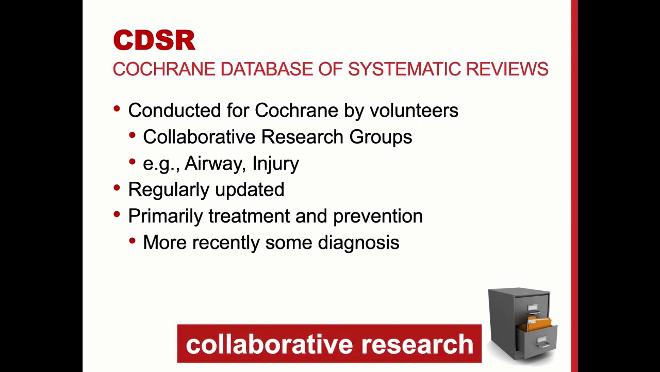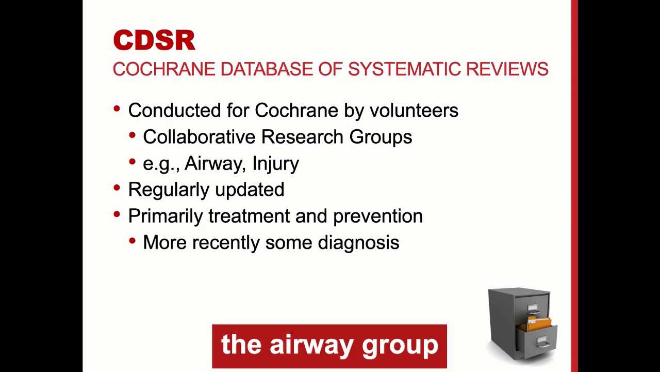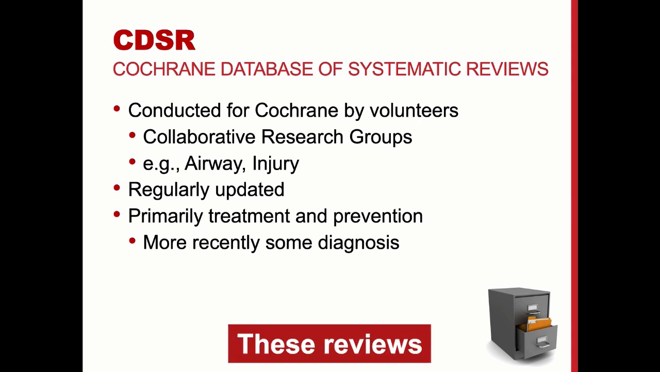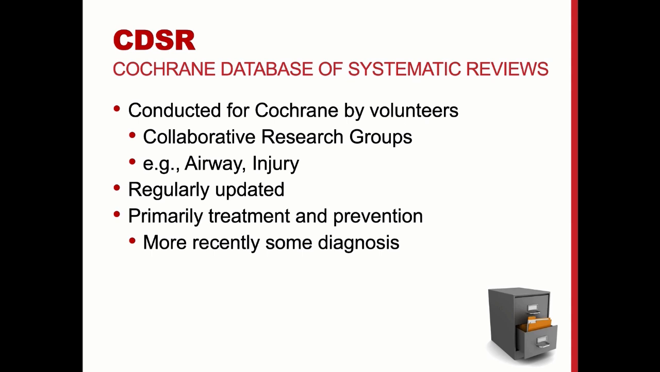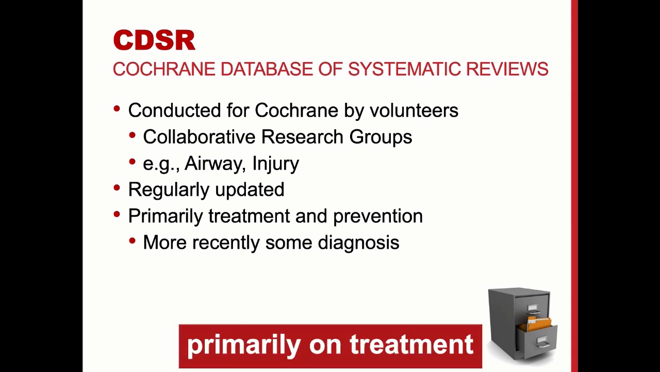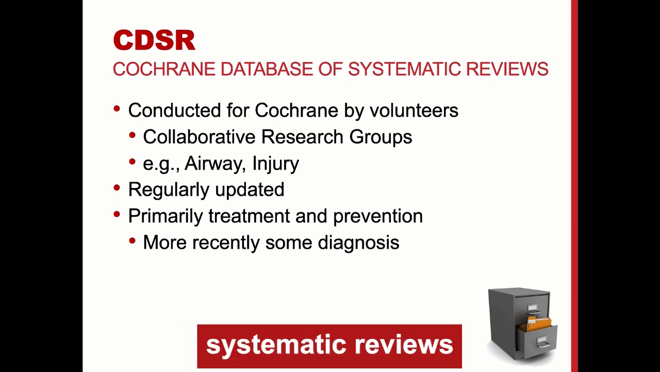Volunteer collaborative research groups, for example, the Airway Group or Injury Group, conduct systematic reviews of the medical literature and meta-analyses when appropriate. These reviews are regularly updated as new evidence becomes available. At the onset, this was focused primarily on treatment and prevention, but now includes systematic reviews of other types of clinical questions.